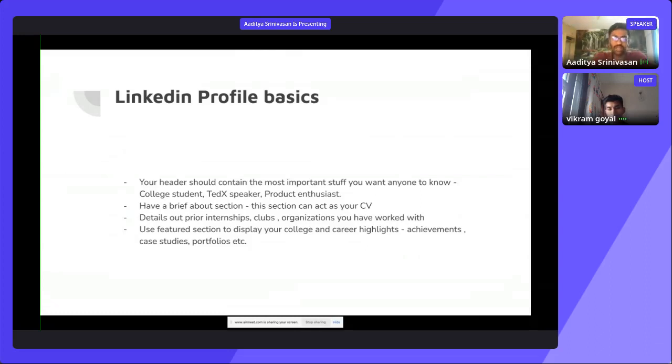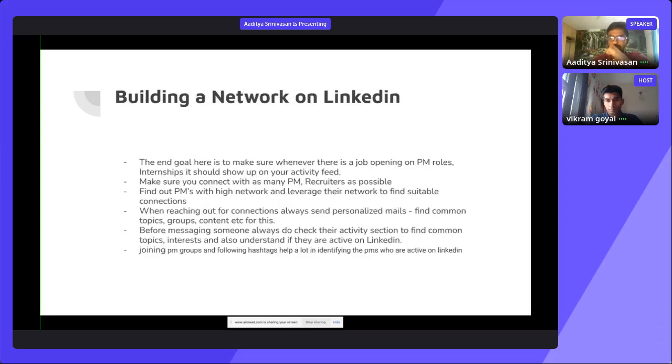Then again, detailing out your prior internships in your work experience section, whether you're in college or in a job, is the most important section that they look at. So if you have worked in any clubs, organizations, or have any leadership roles in any particular club, do put it in your work experience. And finally, using your featured section. This is a very important section where you can show your work. Suppose you have any important case studies, a portfolio, or a particular product you worked on, do include it in your featured section so that any recruiter or any potential lead can check this out.